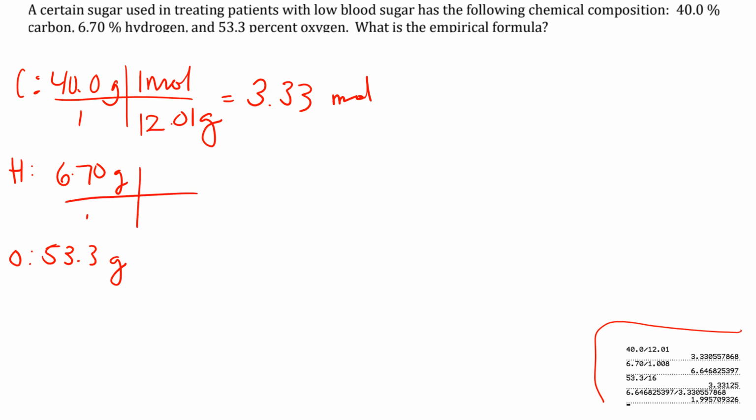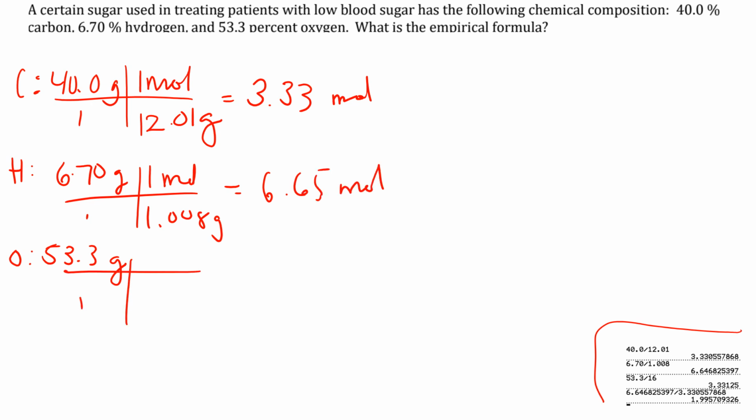Divide 6.70 by 1.008, that's the molar mass of hydrogen. You end up with approximately 6.65 moles. Same thing for oxygen. 1 mole of oxygen is 16 grams of oxygen. So you divide the two, you end up with 3.33 moles. That's the first step.